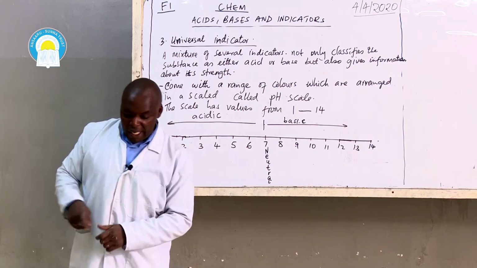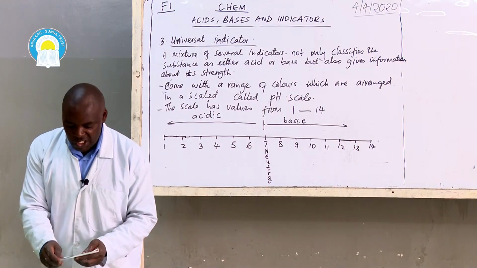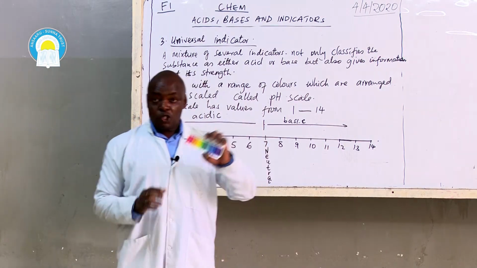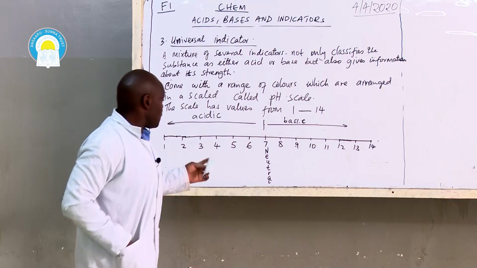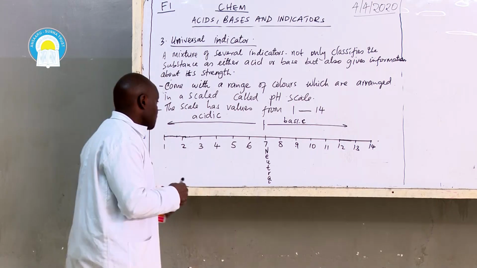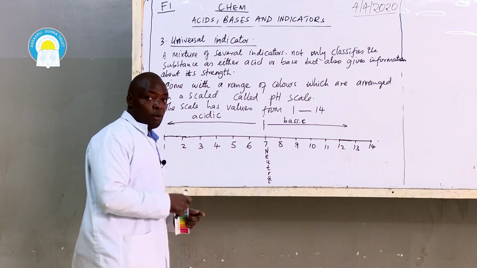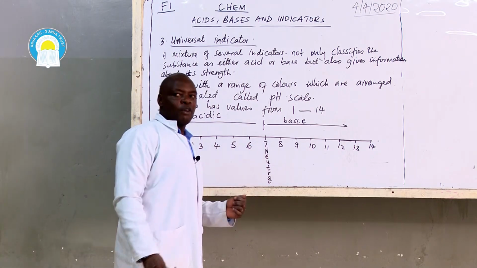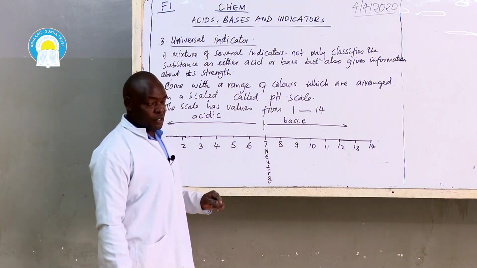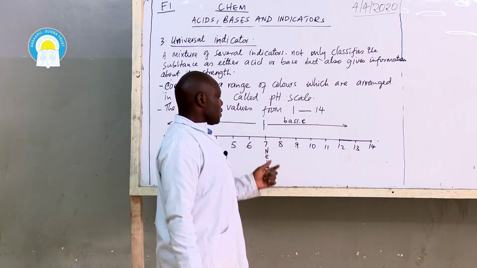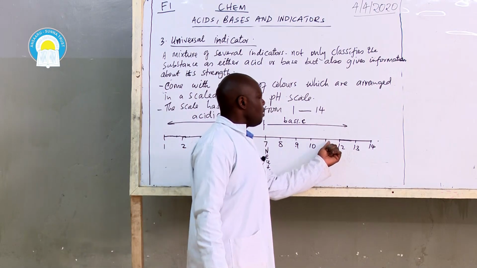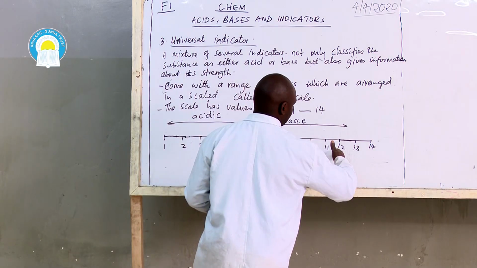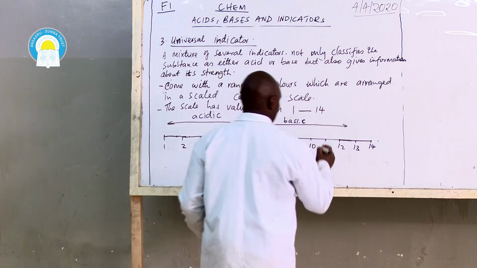The range of colors is usually shown on a pH chart. Solutions of strong acids have a pH ranging between 1 and 4. Weak acids are between just after 4 up to just before 7. Just after 7 up to around pH 11, they are weak bases. Then strong bases start from just after 11 to 14.